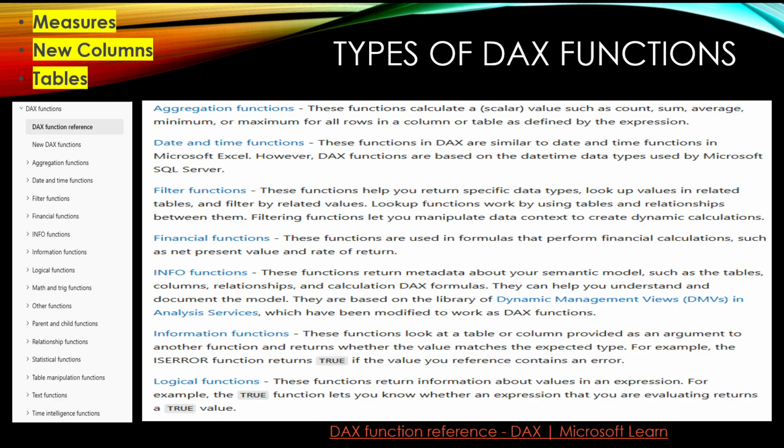Information functions, like basically you want to use some kind of arguments where the value matches the expected type. For example, ISERROR, ISBLANK, ISTEXT. So all those information functions we can use. And logical functions, right? SWITCH, IF logic, SWITCH functions, TRUE, FALSE functions. So these are the different functions we can use for the logical functions. These are the main ones which we'll be using.